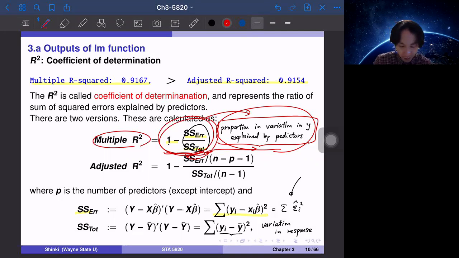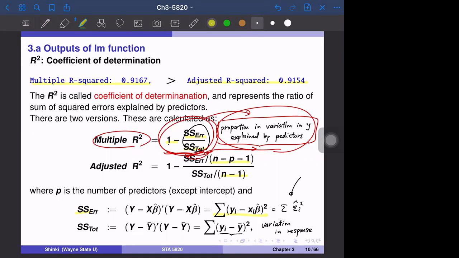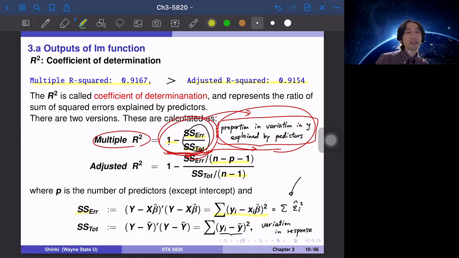Okay, so multiple R square is here, and the adjusted R square is slightly different. We just have an adjustment term. How many of you have heard of adjusted R square before? I have. Oh, you have? I've used it for model comparisons, because it corrects for R squared increasing every time you add a predictor. Yeah, great.